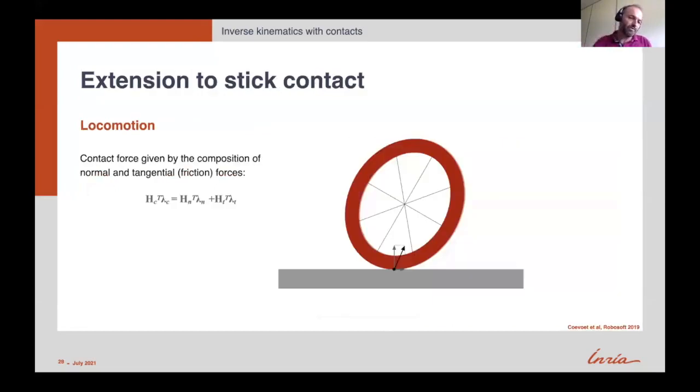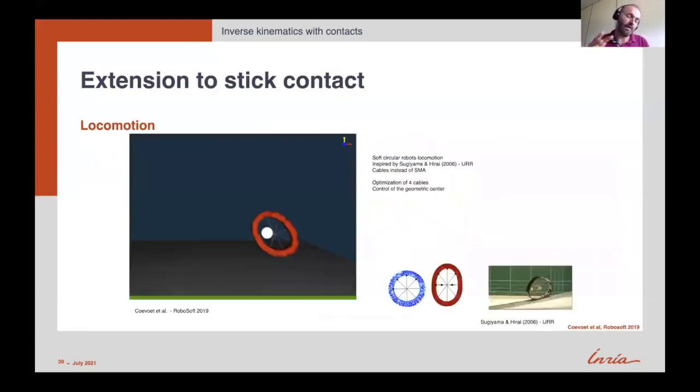We have extended this work for frictional contact. So it means, I mean sticky contact, so contact where there is no dynamic friction, there is only static friction. And it allows to solve also the problem of locomotion. So here it's an example of this paper.